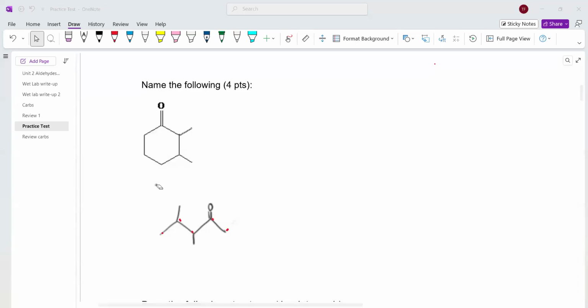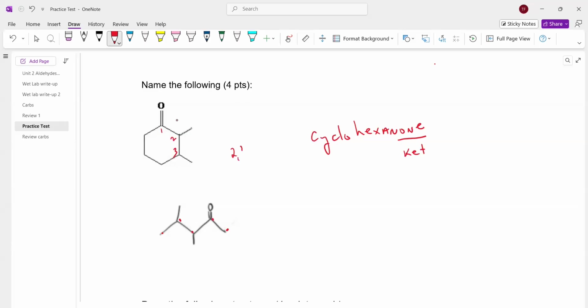All right. This is based on a six-membered ring, and it's a ketone, so it's going to have two branches. And whenever we have a functional group on a ring, that's always carbon number one. So we start off with cyclohexanone, that's for ketone. And we have 2,3-dimethylcyclohexanone.